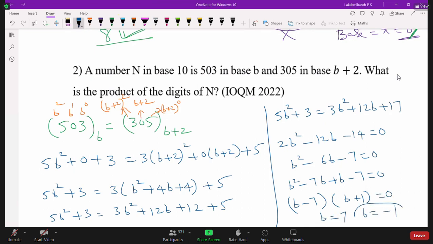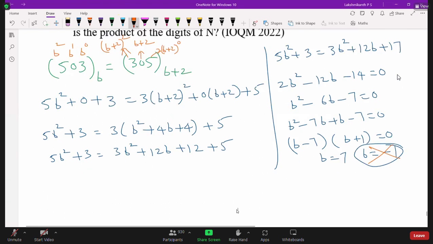See, base, this is not possible. This is not possible. Why? Because the base should be minimum 2, 3, 4 like that. Now look at here. Now we got the base value. What is the base value we got? b is 7. Now find out the number. See, what is the number? This is the number we have considered. Now n is equal to what?